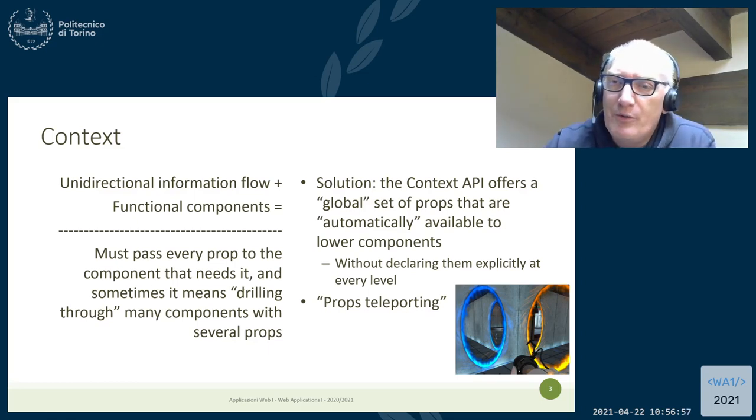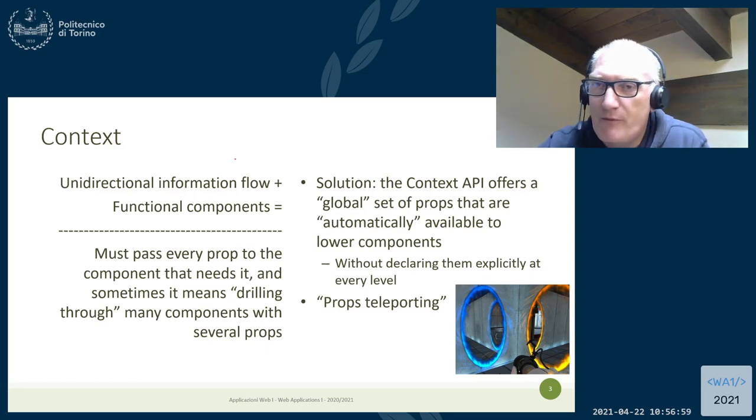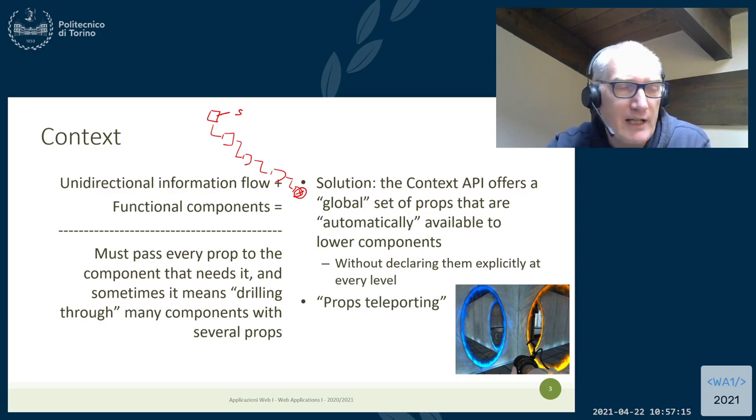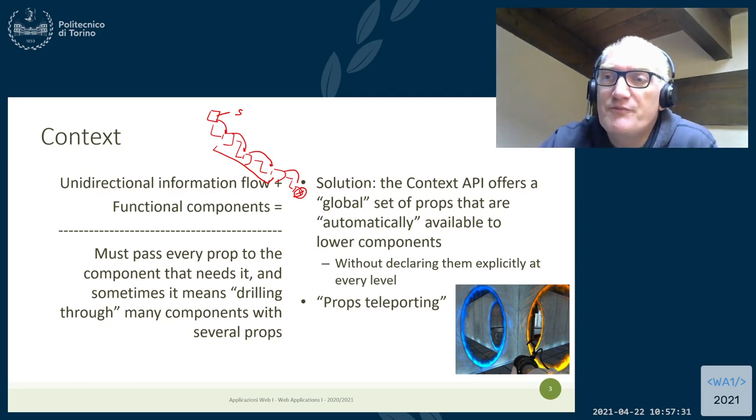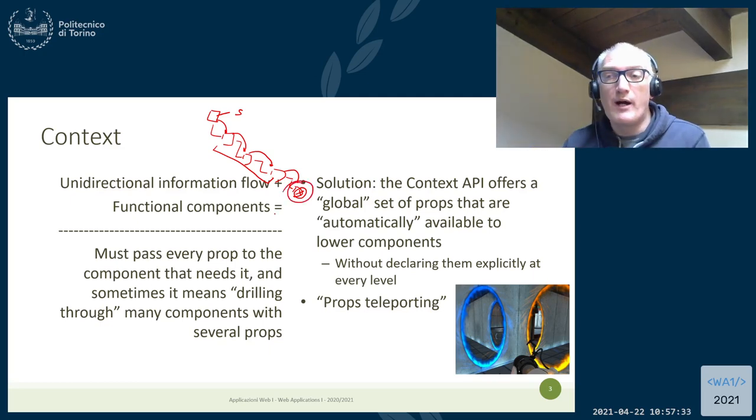Whenever we have components deeply nested in a tree, where one component includes another component, which includes another one, and so on, it may happen that we have a state variable here and we need it down there to render something. This means that we need to copy it as a property at every level down, for all these intermediate components that really don't care about this value, but need to transport it so that it can be used where it's needed.